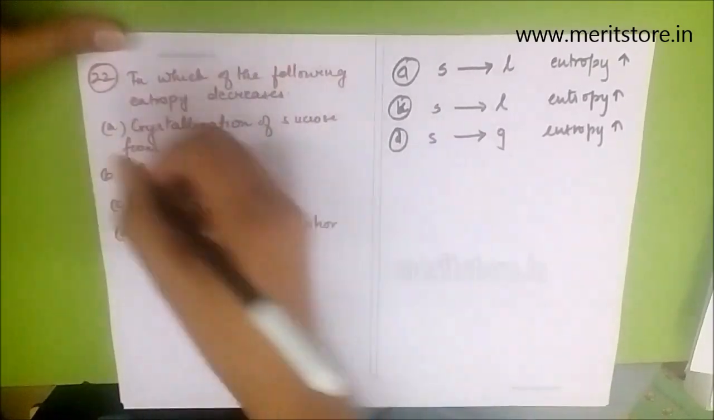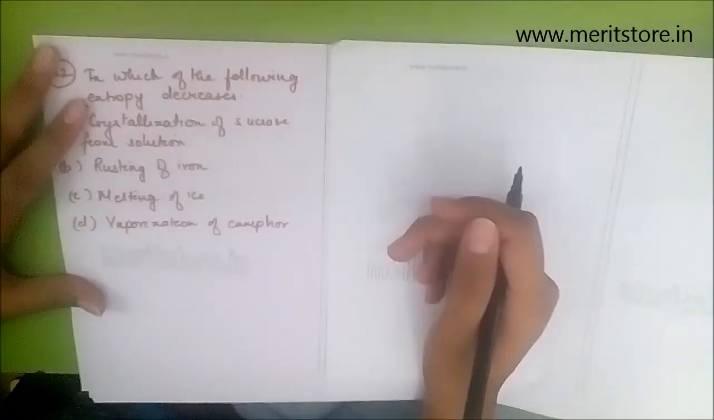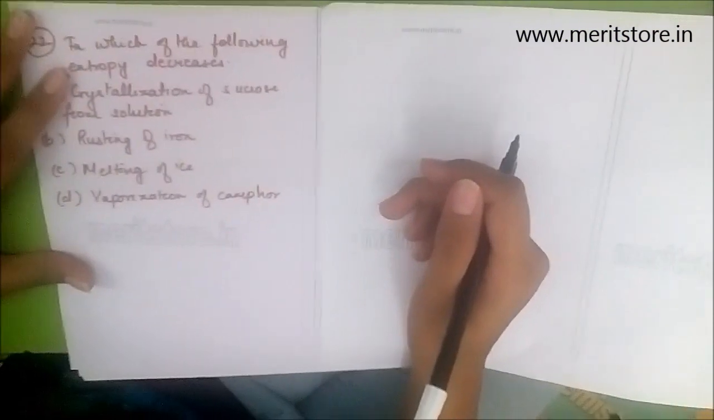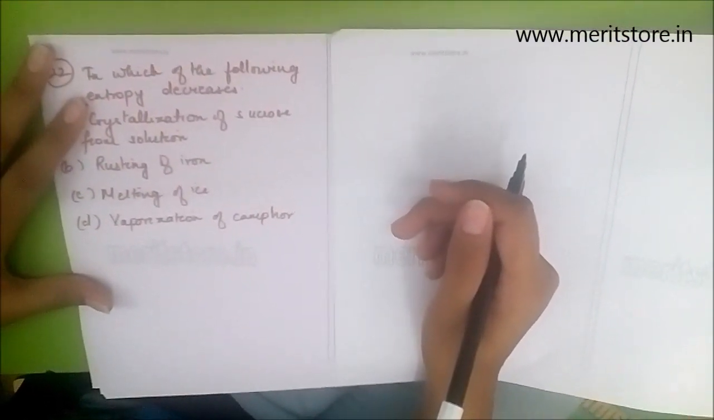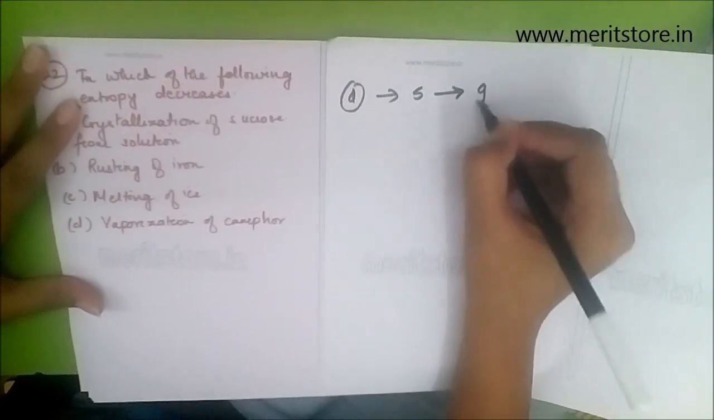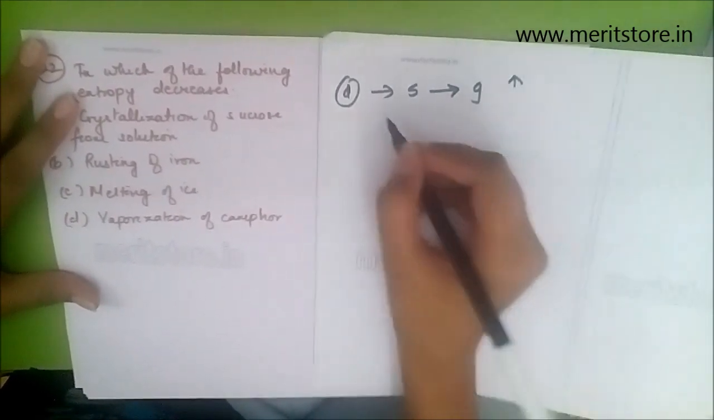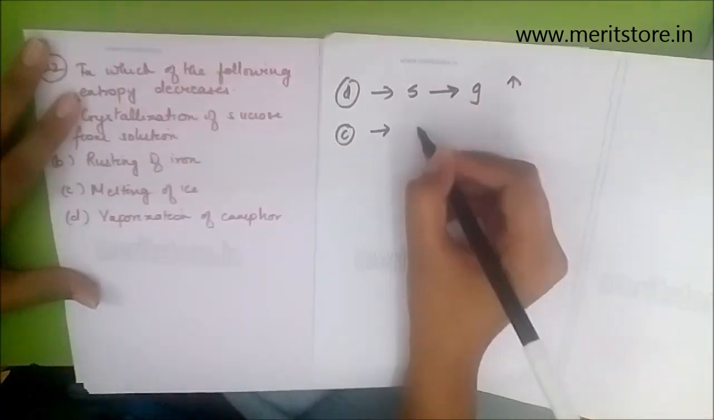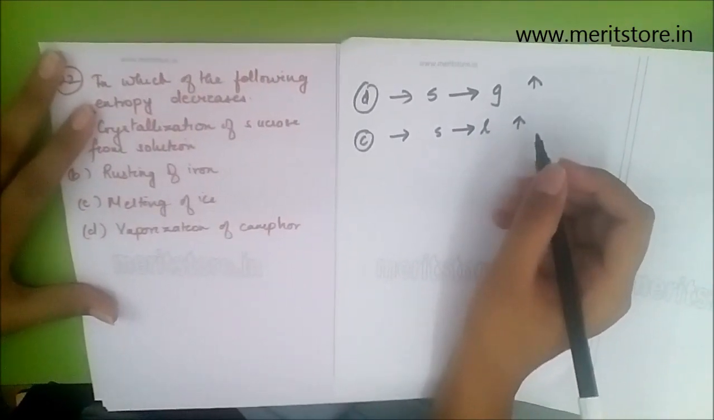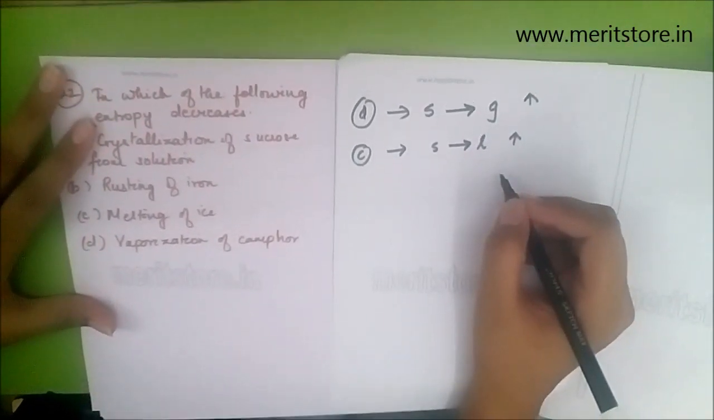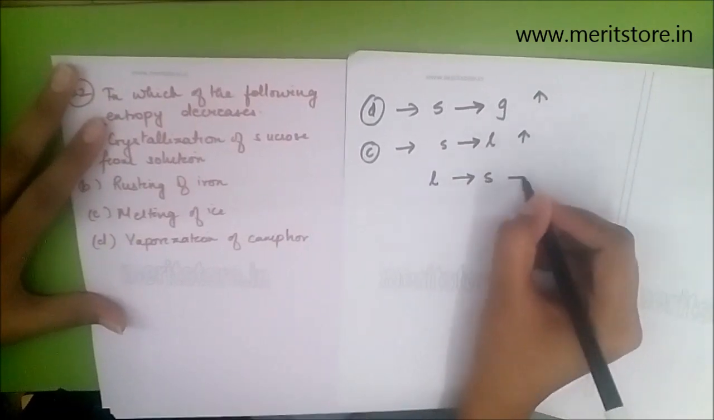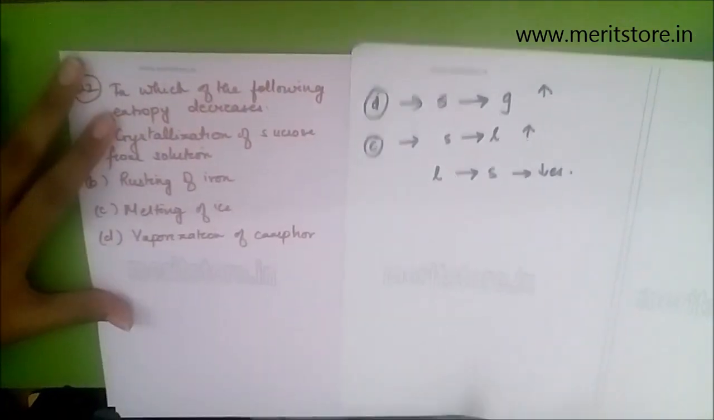Now here melting of ice and crystallization of sucrose from solution. From these two, the correct option is the crystallization of sucrose from solution. In which of the following does entropy decrease? Crystallization of sucrose from solution, rusting of iron, melting of ice, vaporization of camphor. In vaporization of camphor, that is the D option, the camphor, that is solid, is converted to the gaseous state, that is the entropy increases. Then we have C option, that is melting of ice, solid is converted to the liquid state, entropy increases. Rusting of iron, here the iron oxide is formed and therefore here also entropy increases. Now crystallization of sucrose from solution. Here liquid is converted to solid and therefore entropy decreases. So the correct option is A.